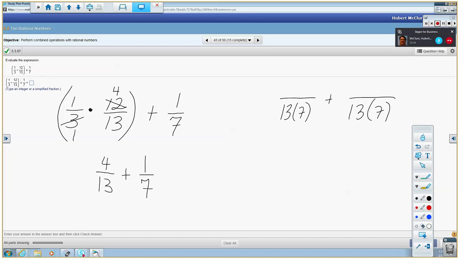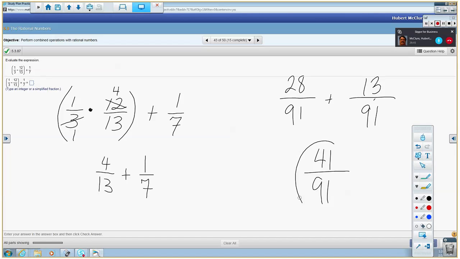And how many times will 13 go into this? 7 times. 7 times 4 is 28. How many times will 7 go into this? 13 times 1 is 13. Now, if you didn't want to do it that way, you could put 91 down here and do it that way. However you want to do it, I don't care, because 13 times 7 is 91. What's 28 plus 13? 41, Hubert. That's right, class. 41 over 91. Here's your answer.